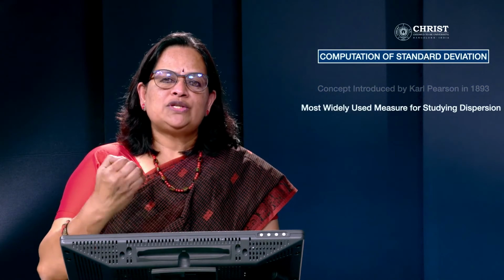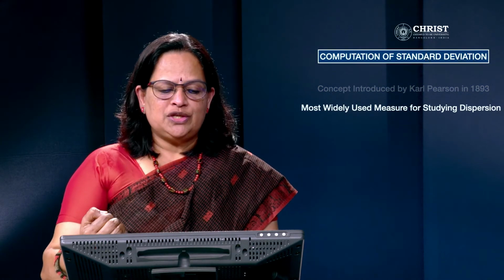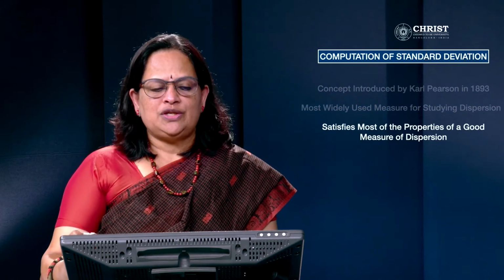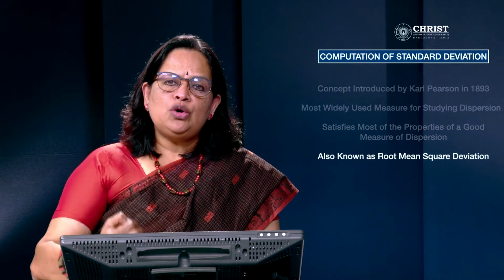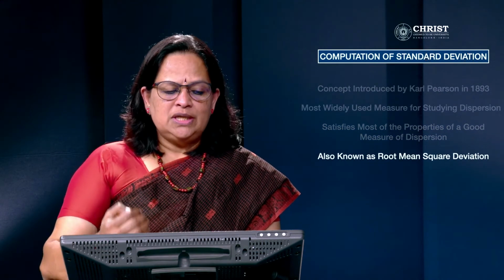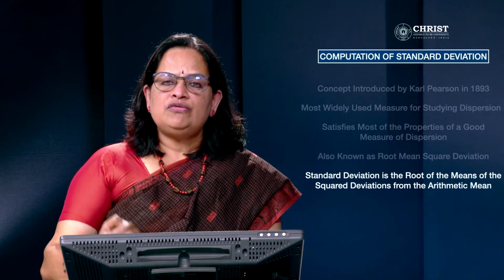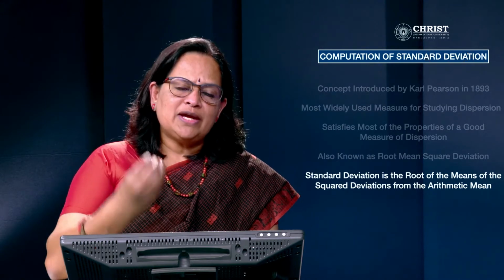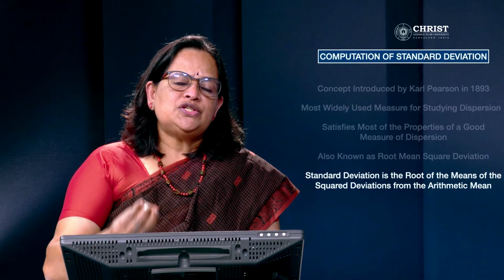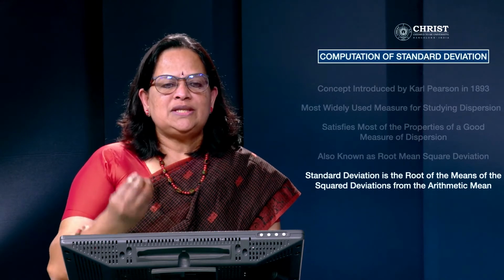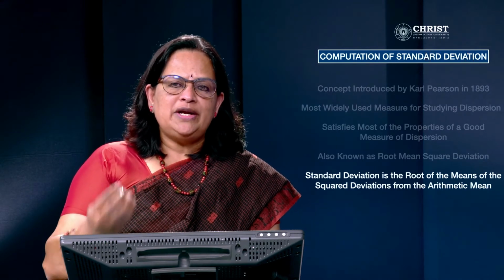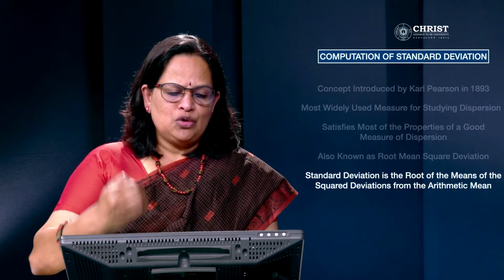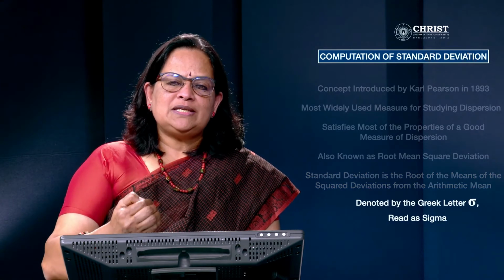It is mostly used for studying the variation or the dispersion. It satisfies most of the good properties of a good measure of dispersion. This is also known as root mean square deviation, because standard deviation is the root of the mean of the squared deviations from the arithmetic mean. Arithmetic mean is the average we are using, and we compute the standard deviation using the square root of the deviations. That is why it's known as root mean square deviation. When we do the problems, it will be more clear. It is denoted by the Greek letter sigma.